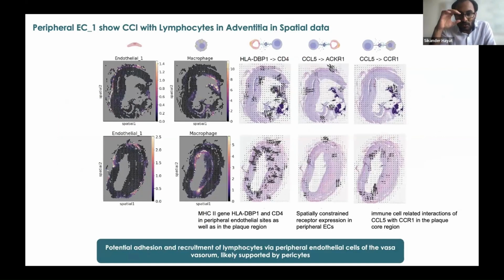So again, just to show you how we could do this, on the left, we show the endothelial and the macrophage populations on the spatial slides. On the right-hand side, we show some selected ligand receptors, for example, the CCL5 and ACR1 population, which were spatially constrained in the peripheral endothelial cells. We also found some populations which were constrained in the plaque region. For example, the CCL5 and CCR1 interaction, which was only present in the plaque region. So these things are quite interesting.